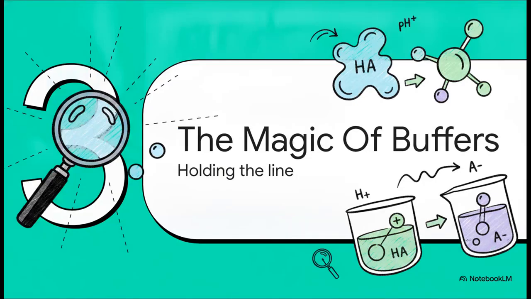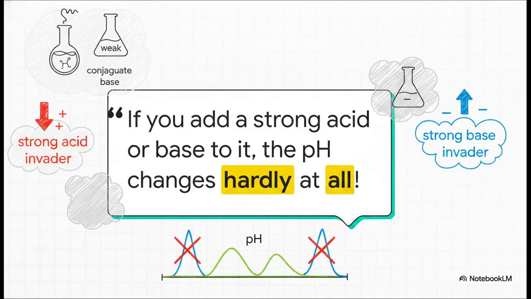On to Section 3, the magic of buffers, holding the line. This is where things get really cool. When you have a mixture of a weak acid and its conjugate base, they actually act together like an invisible shield. If you add a strong acid invader, the conjugate base just absorbs it. Throw in a strong base invader, the weak acid neutralizes it. The result is almost magical. The pH of the solution barely even flinches.